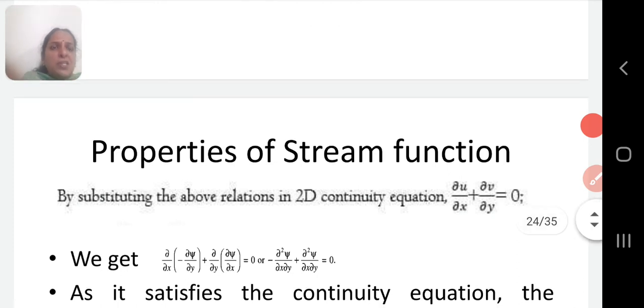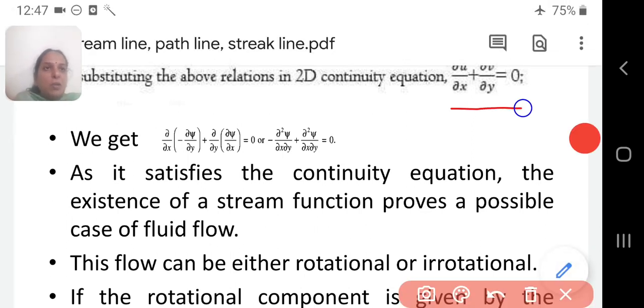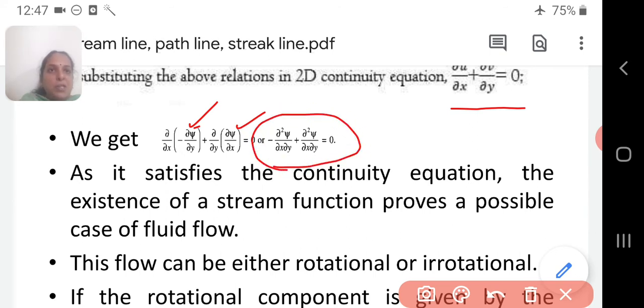So what are the properties of stream function? As we already know, the continuity equation in two-dimensional flow is dou u by dou x plus dou v by dou y is equal to 0. Now in this equation you know what u and v are, substitute here. So you are substituting u and v in terms of psi. In the previous case, you substituted in terms of phi. Now we are going to substitute in terms of psi, that is your stream function. So your equation will become minus dou square psi by dou x dou y plus dou square psi by dou x dou y equal to 0.